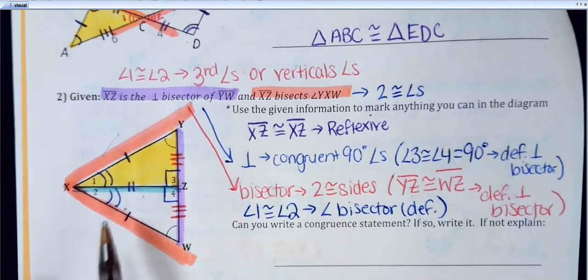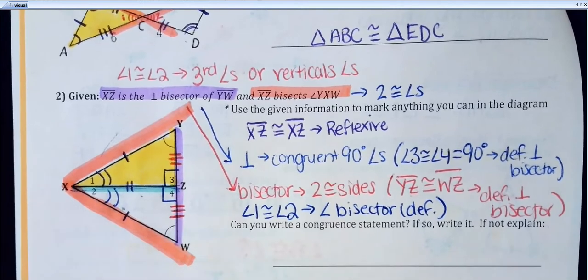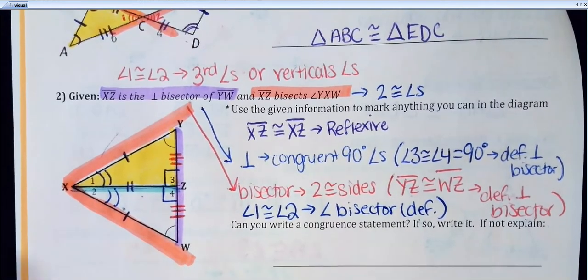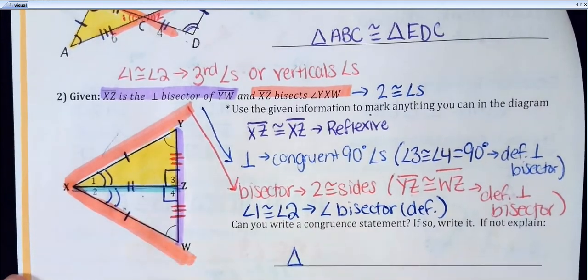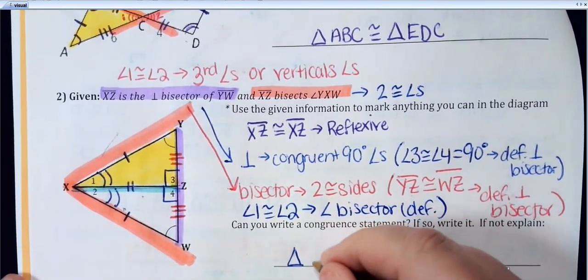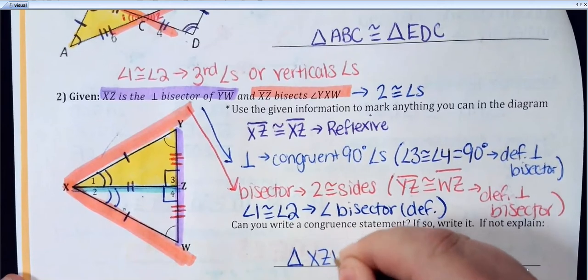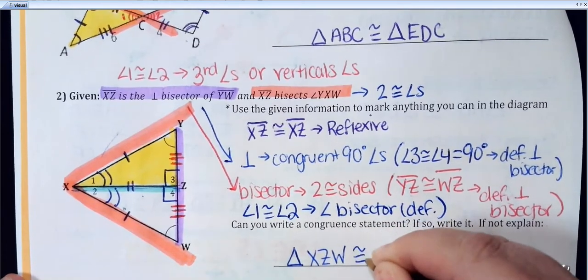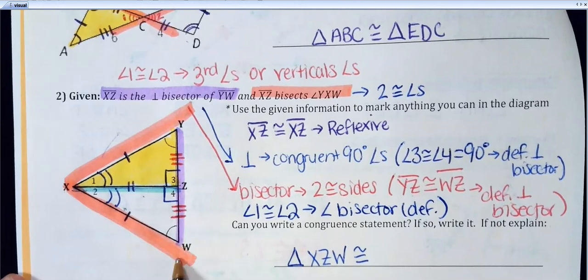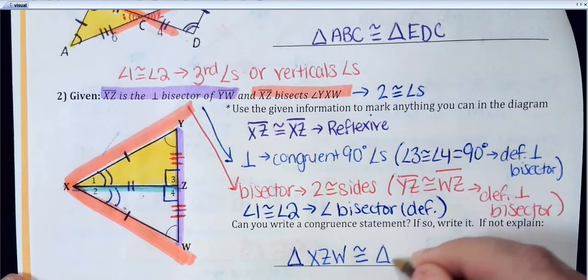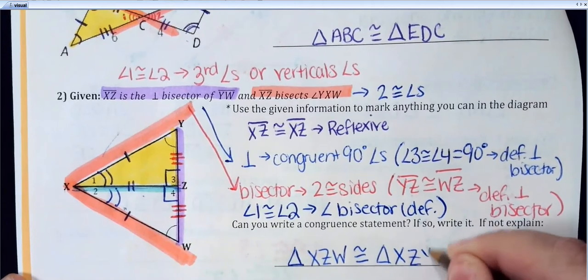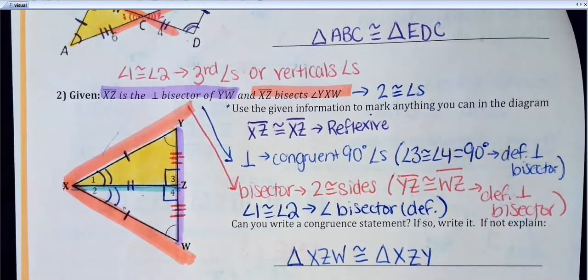Now, I have all three sets of angles marked, corresponding congruent, and all three sets of sides, so I can write a congruent statement. The yellow and the white triangle are congruent to each other there. I would say triangle XZW is congruent to, so I went XZ this way, W, so I have to repeat that, XZY is how I would have to write the other part of that, and then I'm done. I showed those were congruent.